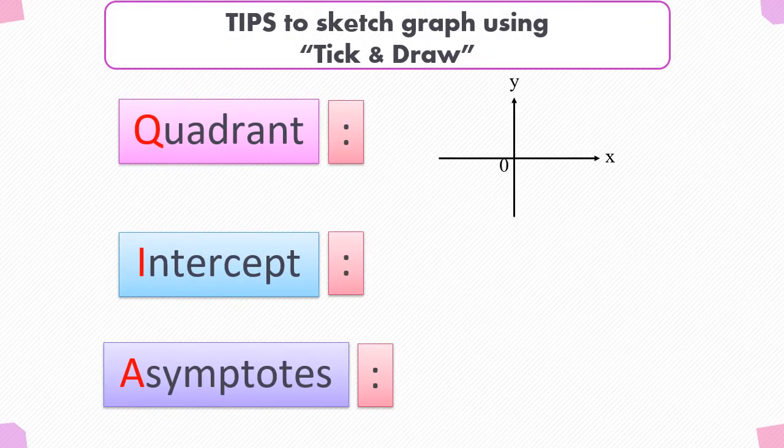These are the tips to sketch the graph of exponential and logarithmic functions by using tick and draw. I classify them into these three conditions. The first one is to identify the quadrant.